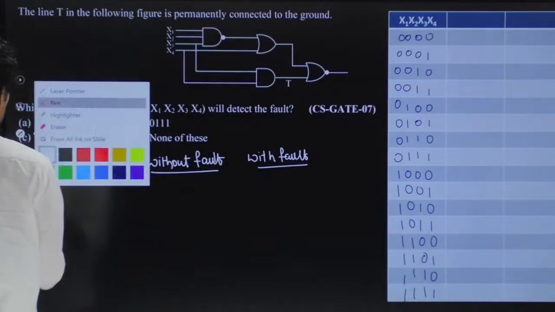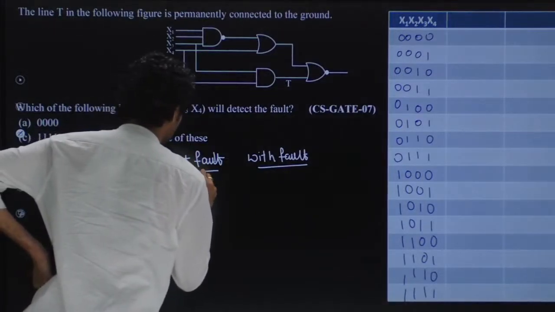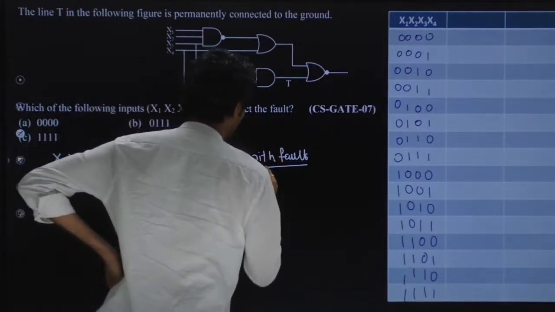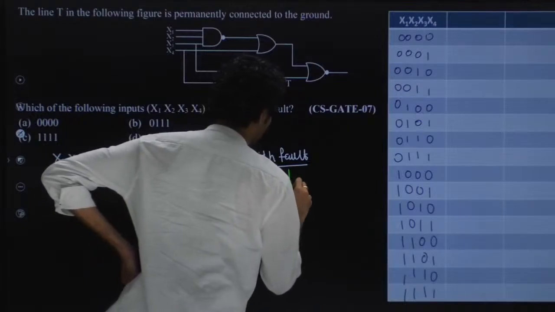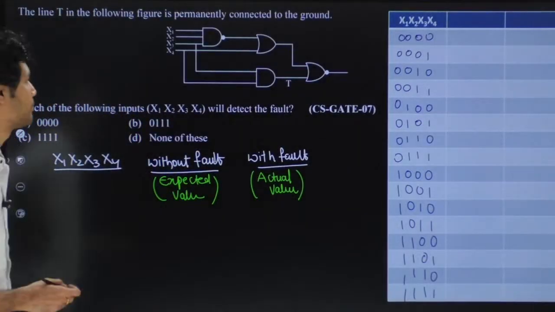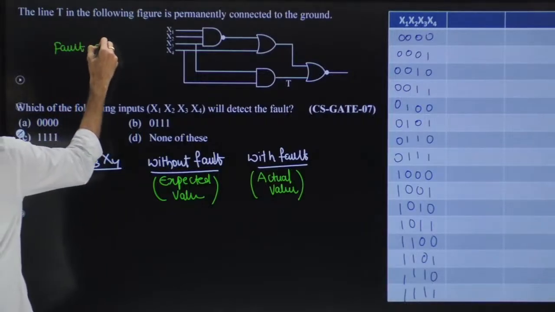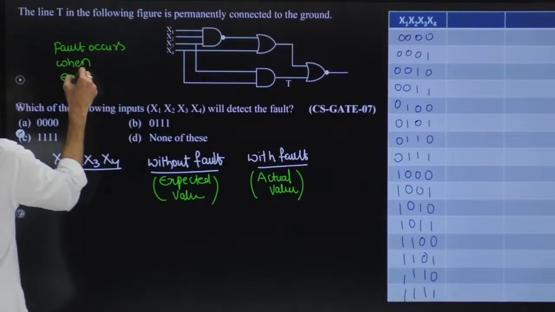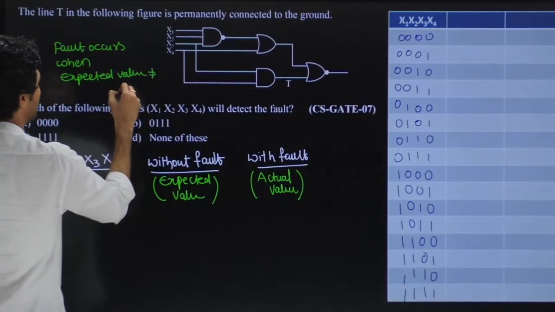So this is basically the expected value. Without fault means basically expected value. And with fault, whatever you get is the actual value. Whenever expected value is different from actual value, it means that there is a fault. So we can say that fault occurs whenever expected value is not same as actual value.